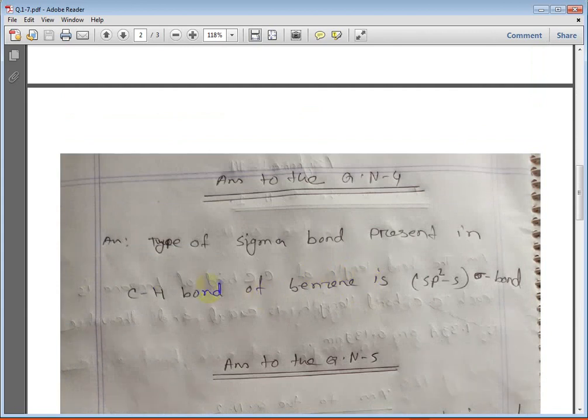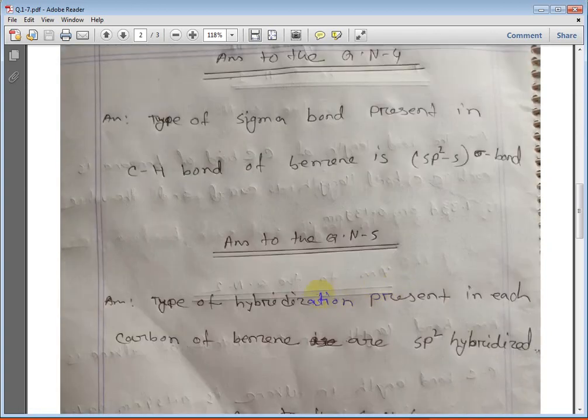And the type of sigma bond in the carbon-hydrogen bond in benzene is an sp2-s sigma bond. And what type of hybridization is present in the carbon of benzene? It is sp2 hybridization.